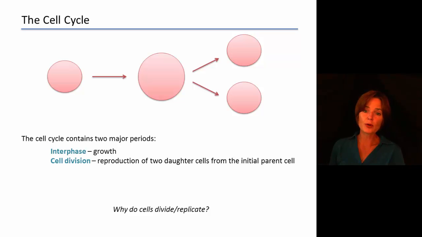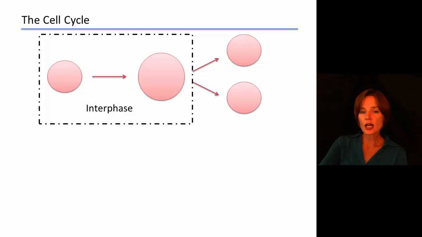A final reason would be just for the reproduction process. Just for reproduction, we will have to have new cells produced so that we can get new individuals, new organisms. So as we talk about the two parts of the cell cycle, interphase is the first portion, and that is the growth process. And so in this image, we can see that we start with the cell. It does get bigger to emphasize the growth.